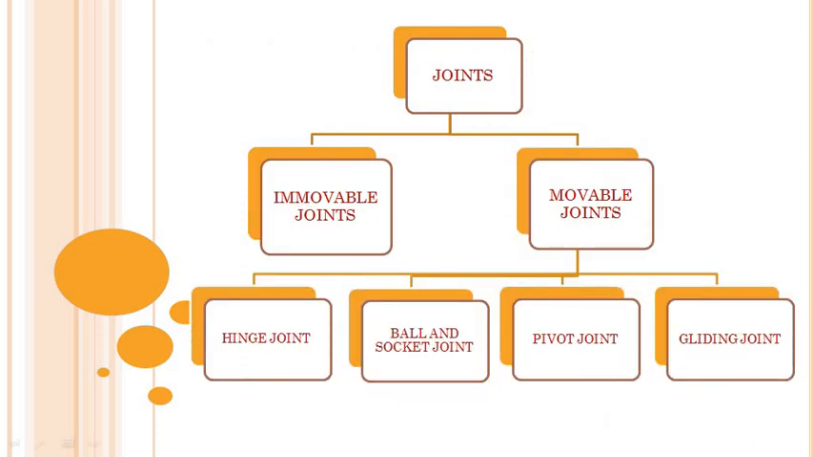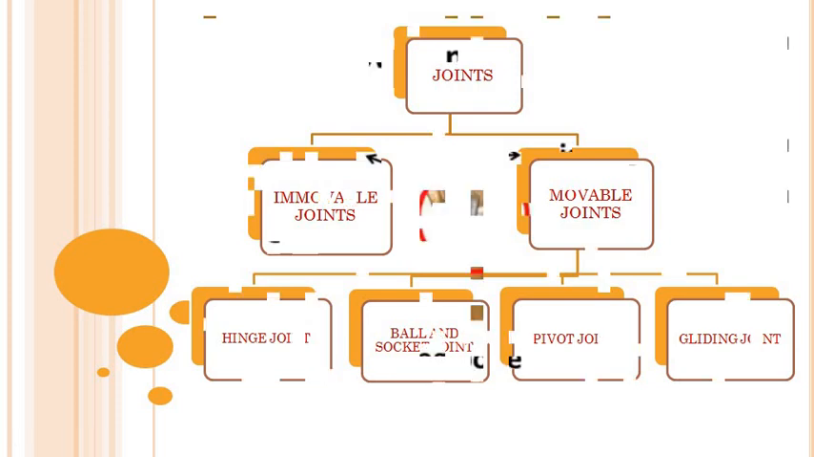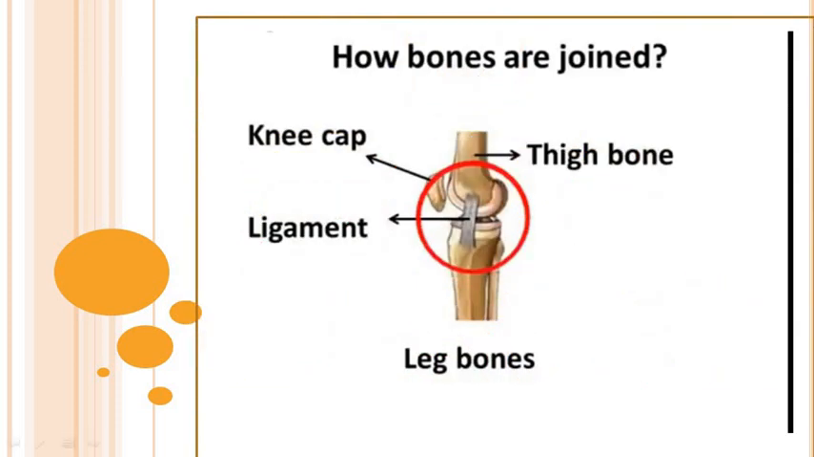Now children, we'll revise the types of joints. You learned that joints are of two types, immovable and movable. Immovable, there is no movement, they are fixed, and movable, that allow movement. So there are four types of movable joints. Hinge joint allows movement only in one direction. Ball and socket allows movement in all directions. Fibre joint allows movement from side to side, whereas in gliding joints the bones just slide over each other in any direction.